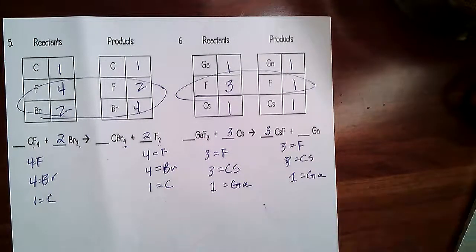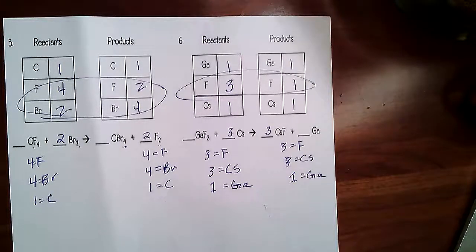So again, that's balanced. And the whole purpose of balancing those chemical equations is to show the numbers of atoms going in equals the numbers of atoms coming out. And that's what is truly happening during a chemical reaction.